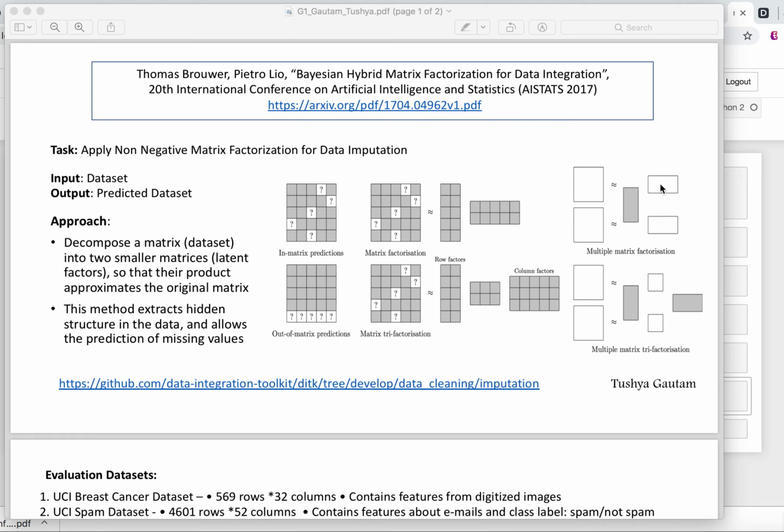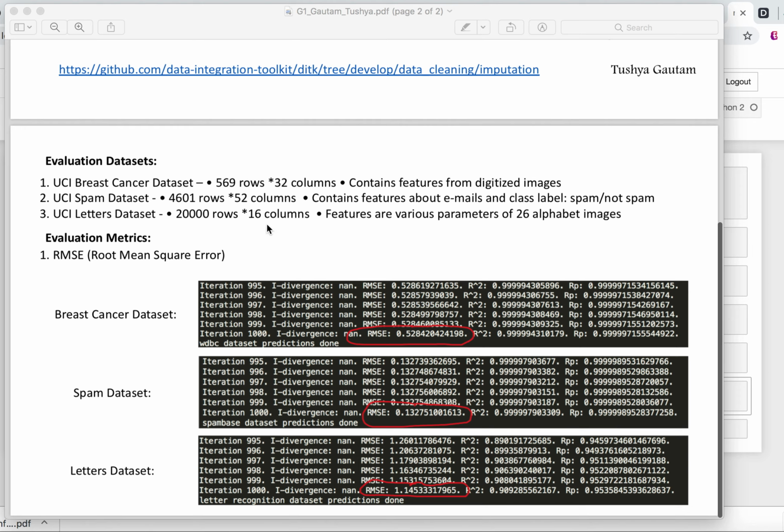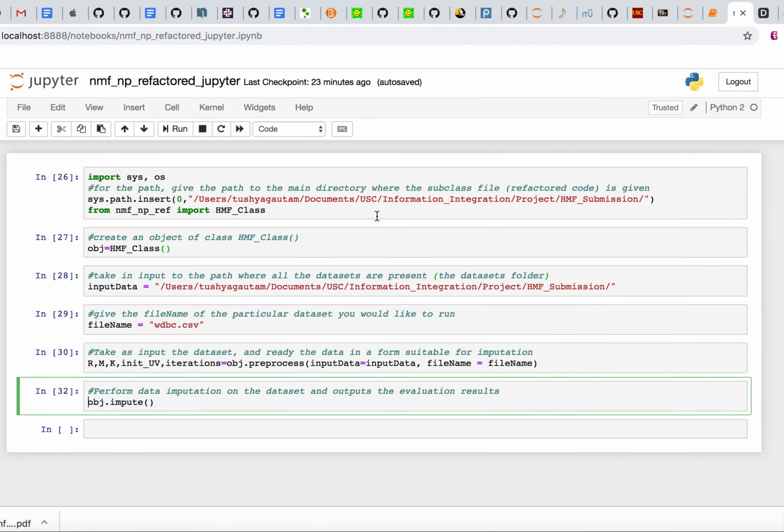So the evaluation data sets decided were the UCI breast cancer data set, UCI spam data set, and the UCI letters data set. And the evaluation metric used was root mean square error. So as you can see, this method performs extremely well, especially on the breast cancer dataset and the spam dataset. Moving on to the implementation.